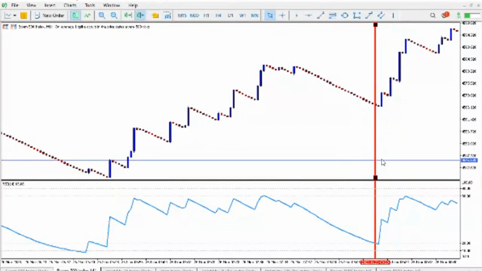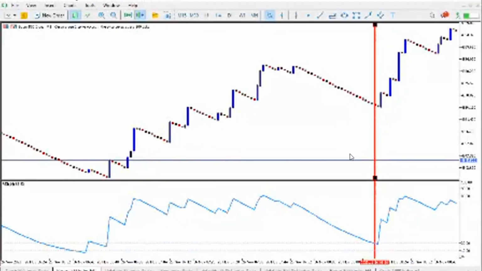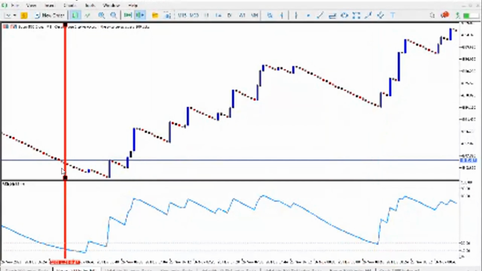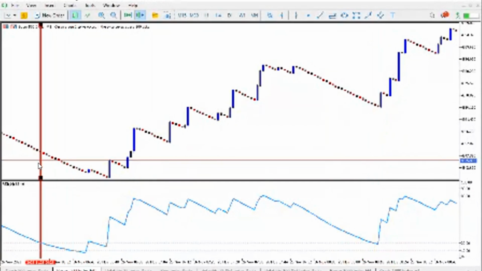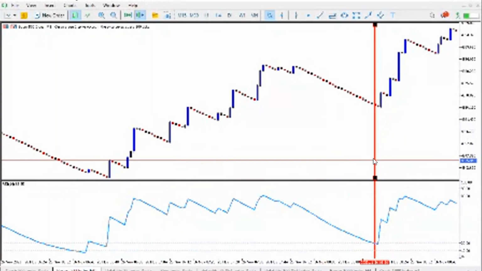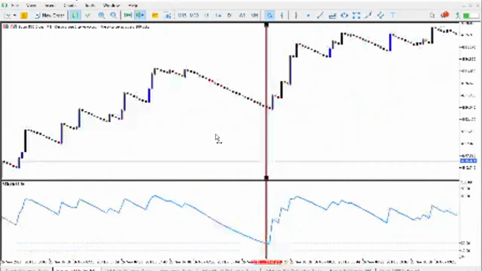Okay, so here it spikes and there are a lot of spikes after this. I will tell you why this one failed here. I'll tell you why this one worked here, because what you need is knowledge. It's not an indicator you need.